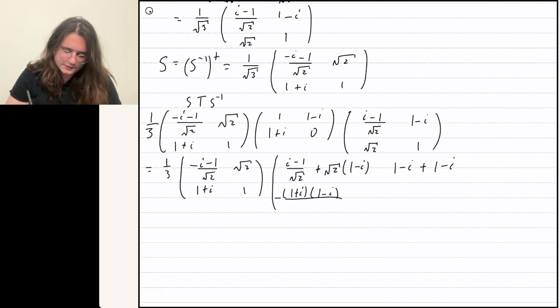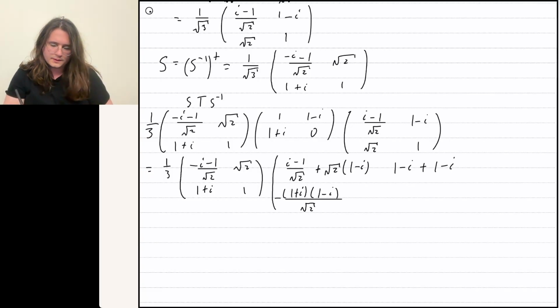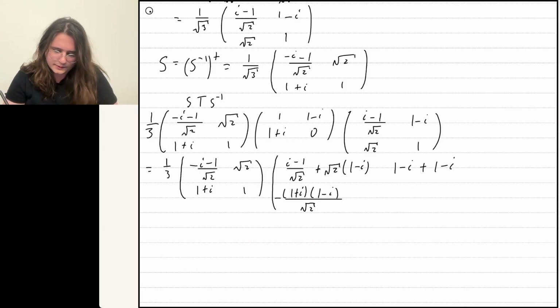Just flipping the signs there for fun. Over root 2. What's that term? And then down here we also have 1 plus I with a minus sign on it times 1. Alright, well, actually, we don't even need the minus sign. Let's not throw that in. It's just 1 plus I times 1 minus I.